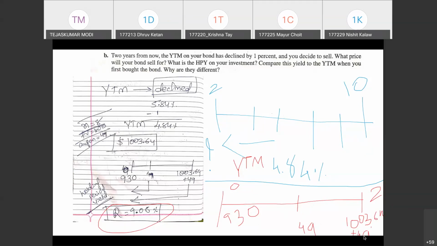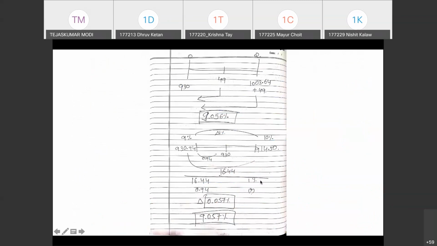It is not called YTM, it is called HPY, because this is generated over 2 years' time. So the same math: 930 is the present value, this is the future value, and the coupon is 49. This is for only 2 years, remember, because you are selling after 2 years. So the holding period yield from time 0 to time 2 is 9.606%. I have done the math also if you want to see that.